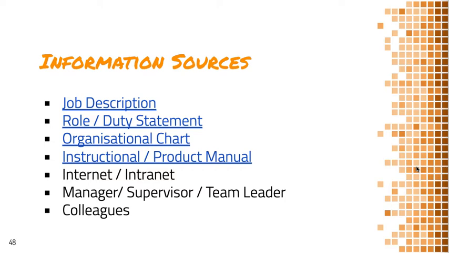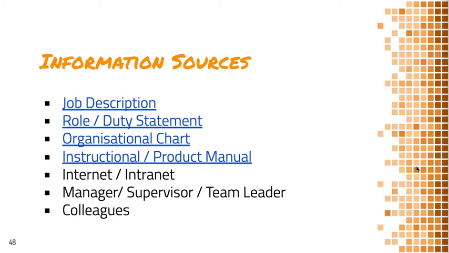Once you get hired, you usually get given a role or a duty statement, which is much more specific about the exact tasks that you are expected to do in your job. We then have organizational charts, which are hierarchy charts that show you the chain of command in your company, who your boss is, who their boss is. We call these line managers. And then we have instructional and product manuals, so documents from our vendors that tell us how to use their hardware or their software.